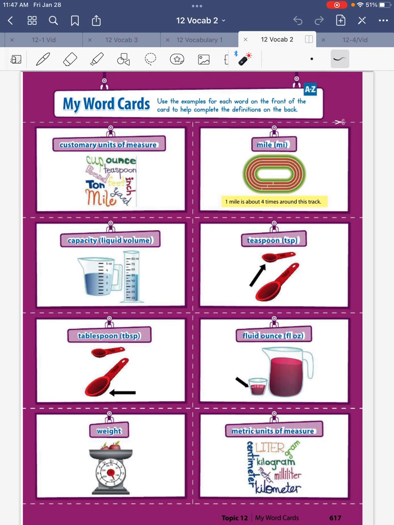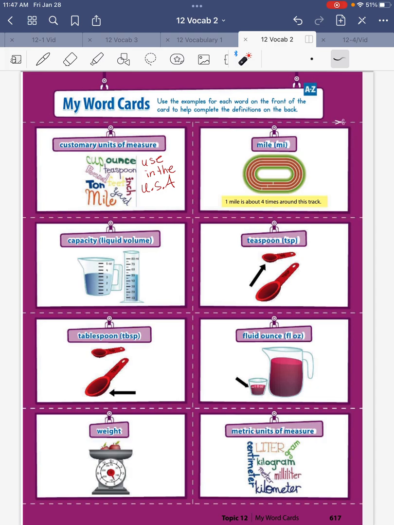Our first one is customary units of measure. So we have cup, ounces, teaspoon, yard, mile, inches, pound, ton. This is just what we use in the USA. Okay, we use these in the USA where we live.